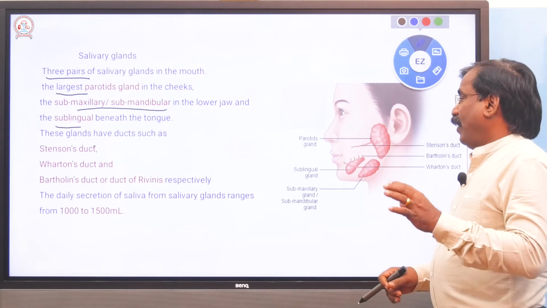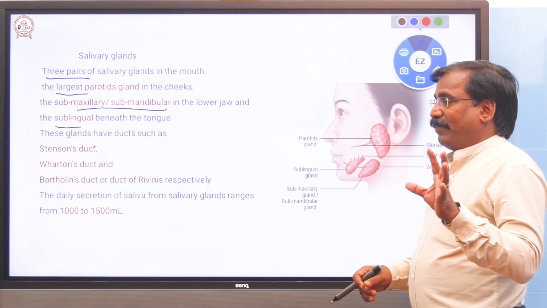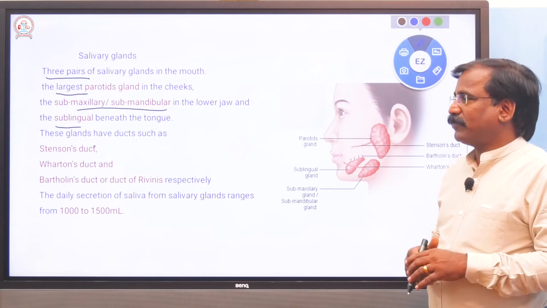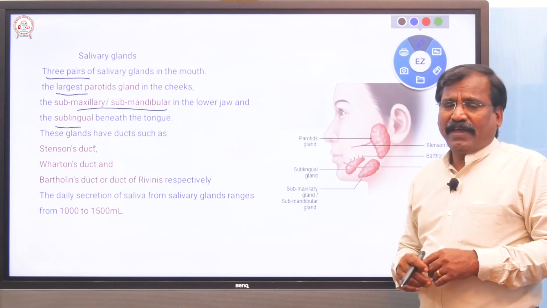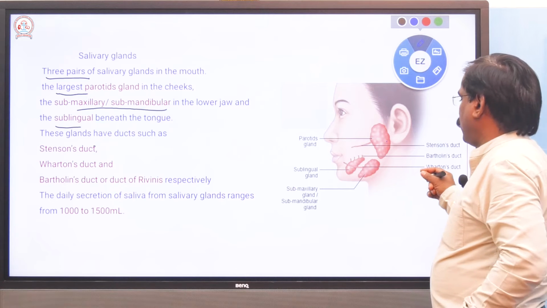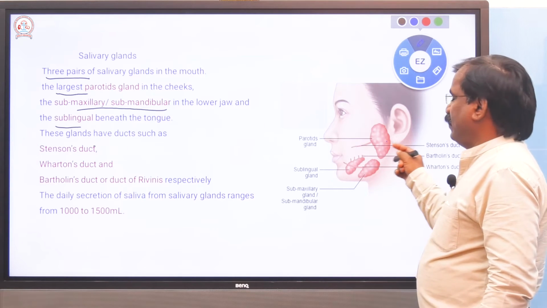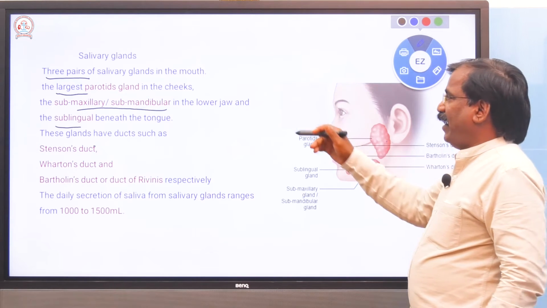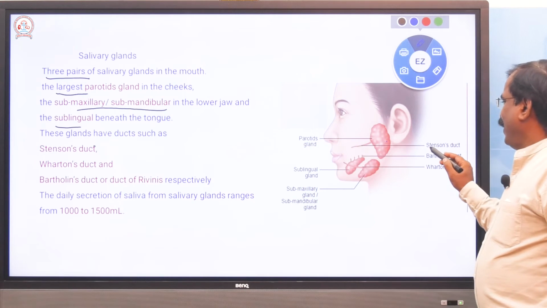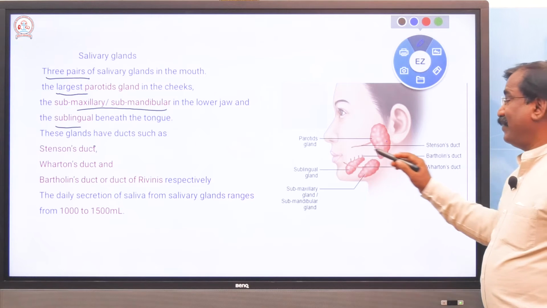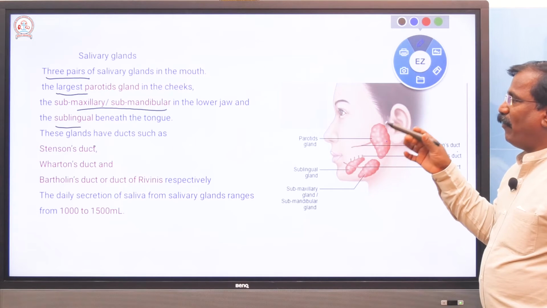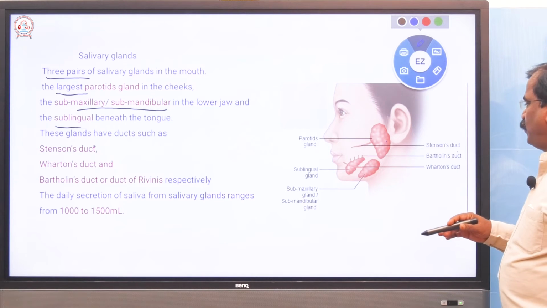Very important for MCQ or 2 marks. Already, as we discussed, these are exocrine glands, so the ducts which are associated to carry the secretion matter. So the name of the gland and duct is important. Parotid: Stenson's duct. And submaxillary or submandibular: Wharton's duct.